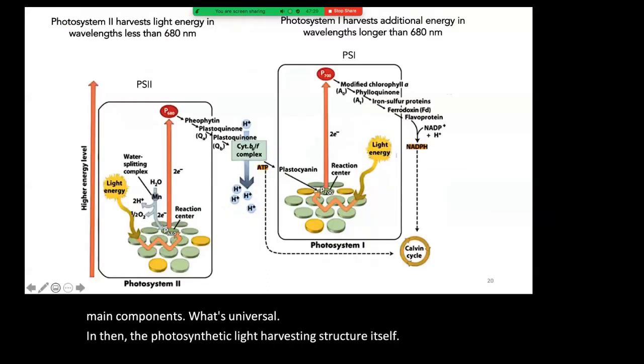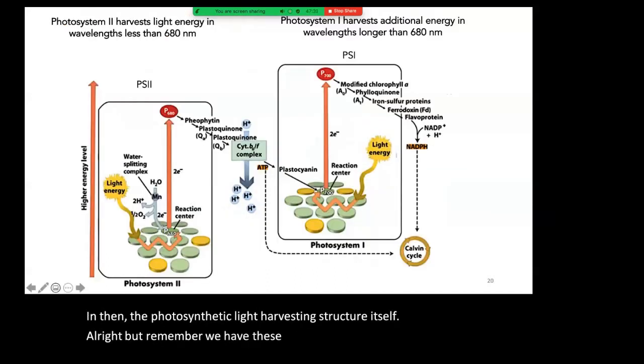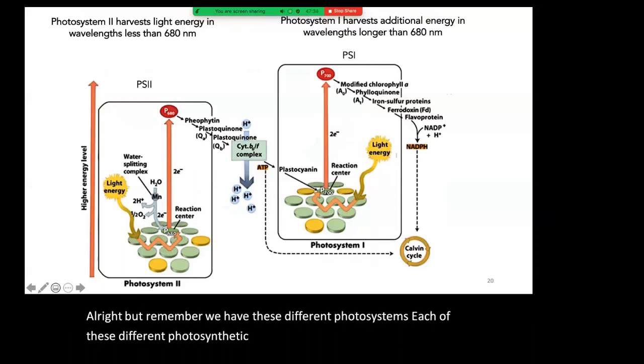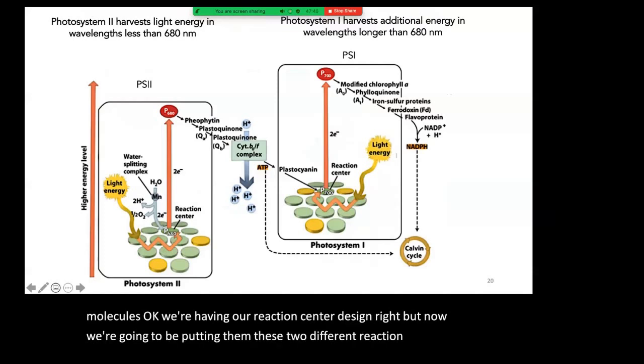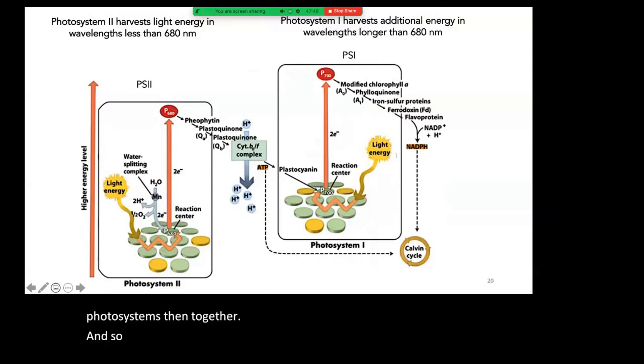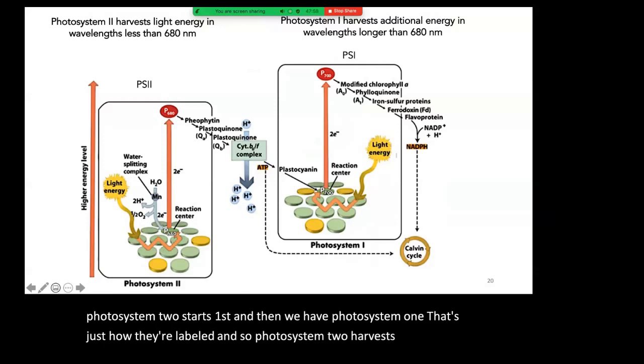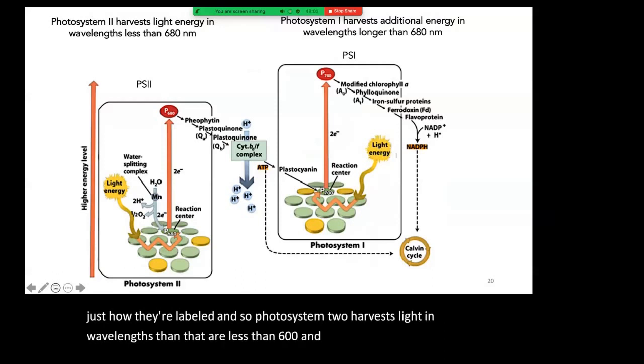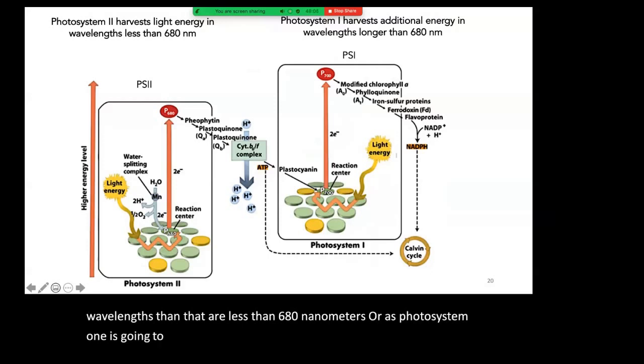All right, but remember we have these different photosystems, okay? Each of these different photosynthetic units where we have our chlorophyll-based molecules, we're having our reaction center design, right? But now we're going to be putting these two different reaction centers and photosystems together. And it actually turns out, it's a long story, don't worry about it, but photosystem 2 starts first, and then we have photosystem 1. That's just how they're labeled. And so photosystem 2 harvests light in wavelengths that are less than 680 nanometers, whereas photosystem 1 is going to be harvesting light that's longer than 680 nanometers.